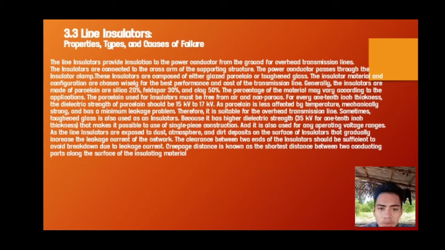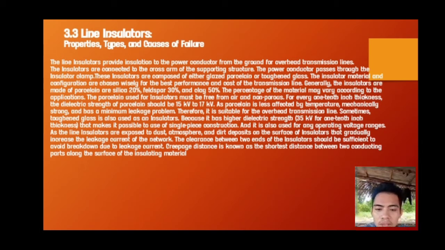The line insulators provide insulation to the power conductor from the ground for overhead transmission lines. The insulators are connected to the cross arm of the supporting structure. The power conductor passes through the insulator clamps. These insulators are composed of either glazed porcelain or toughened glass. The insulator materials and configuration are chosen wisely for the best performance and cost of the transmission line.